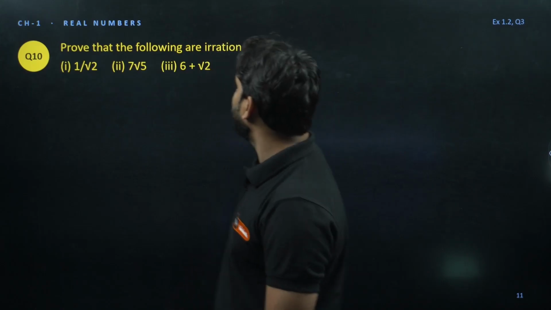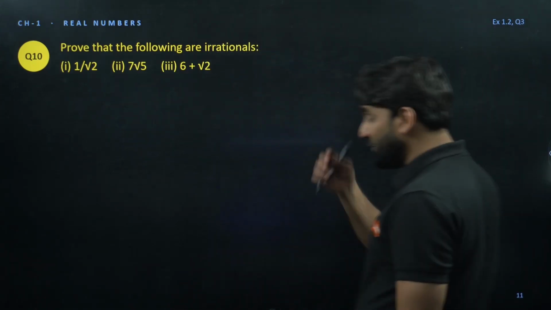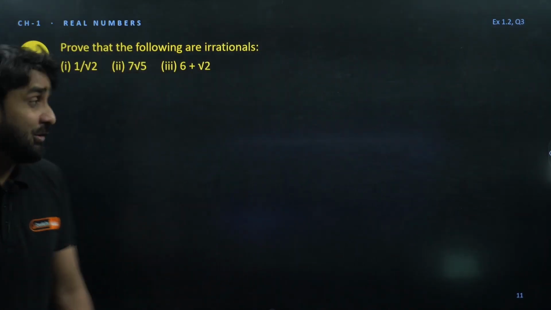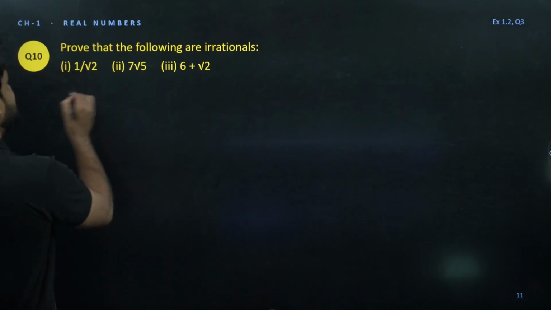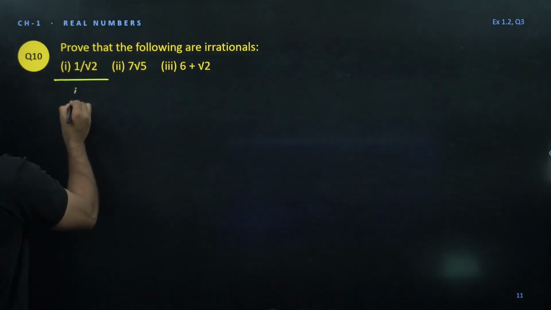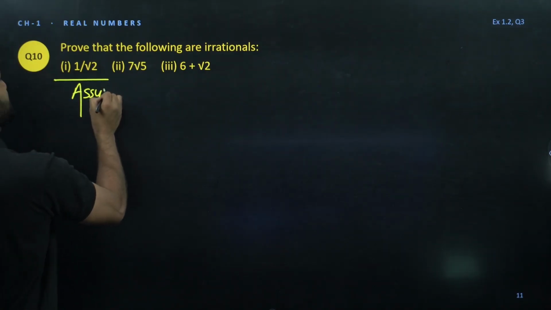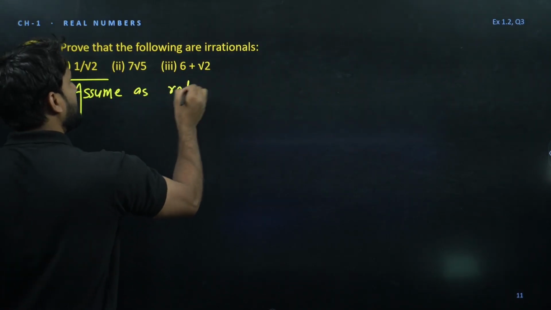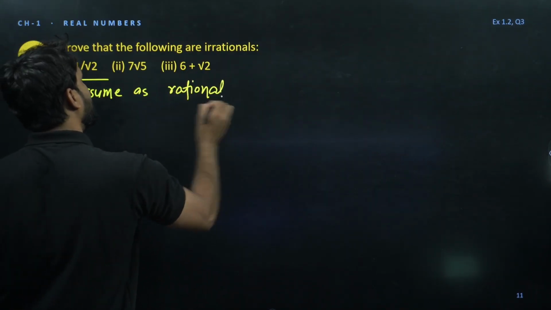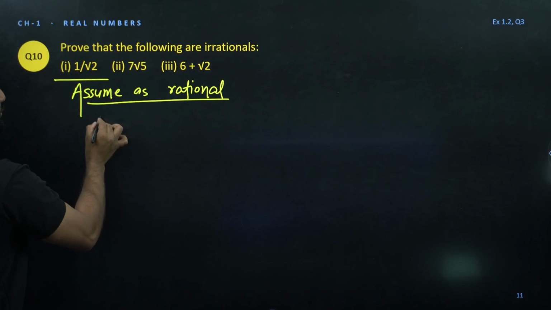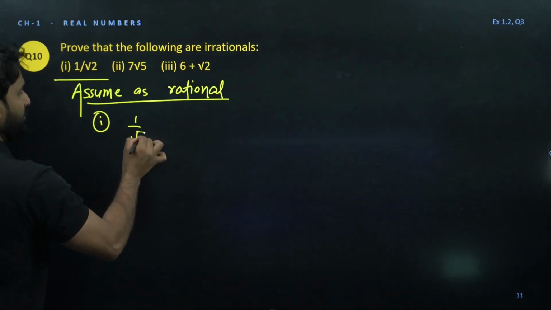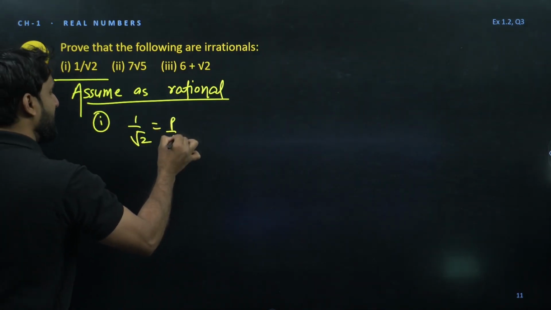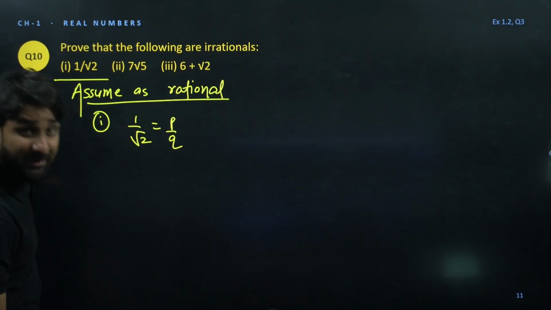Prove that the following are irrational. Very good. Again, same procedure. Assume as rational. So if we assume, I'm doing the first question, 1 by root 2 can be written as P by Q.